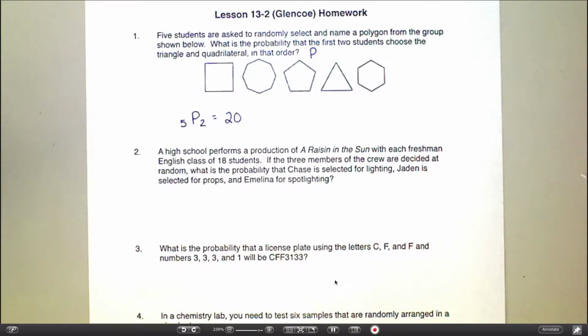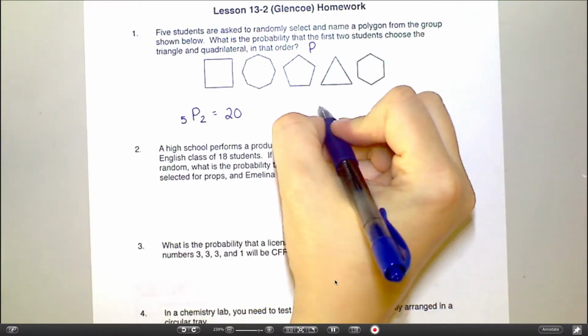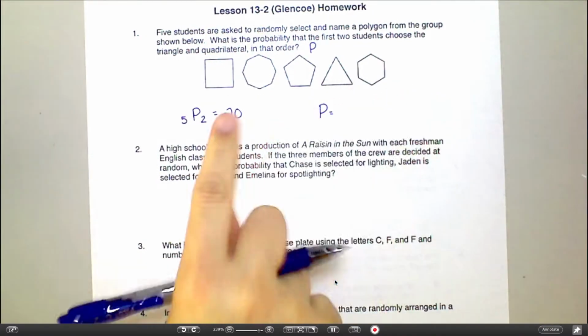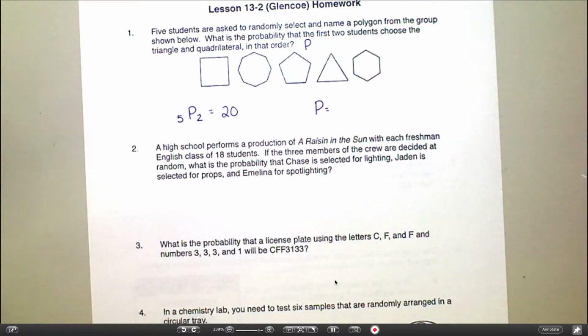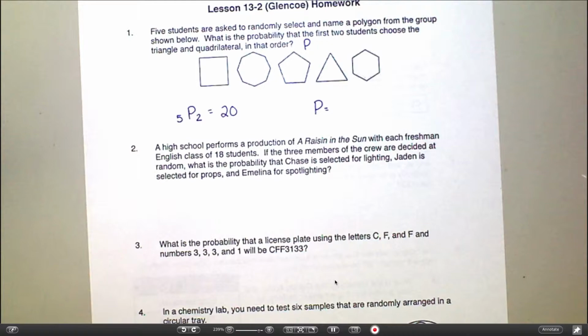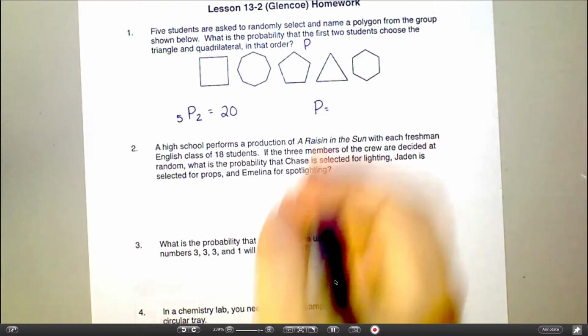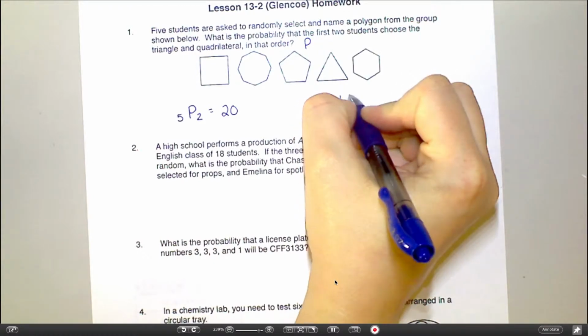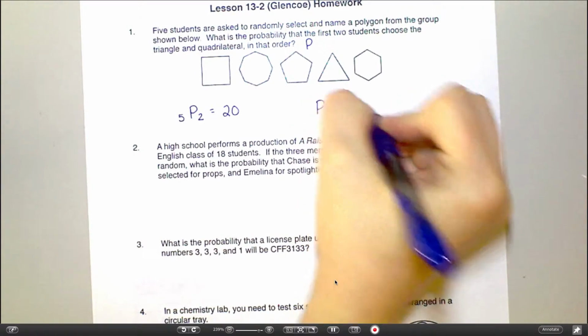Okay, so there are 20 different ways that I could choose 2 students to come up to the board. Now I want to know, what is the probability that the first 2 students, so that's one of those groups of 2. So my probability, there's 20 different ways I could call up students to pick those shapes. What's the probability that it's the first 2? That would be one of those groups of 2. One of the 20 groups of 2 is the way I want to say that. So the probability would be 1 out of 20.